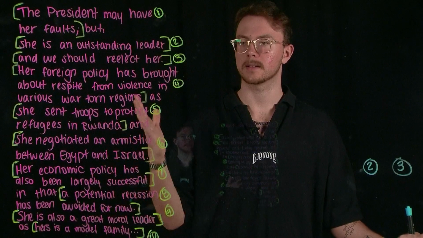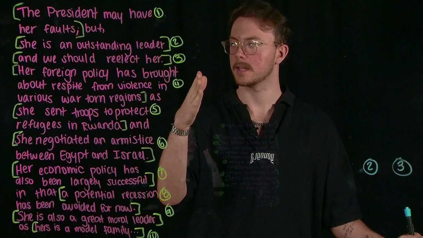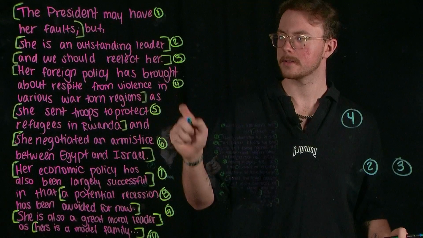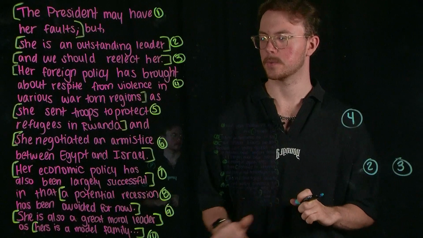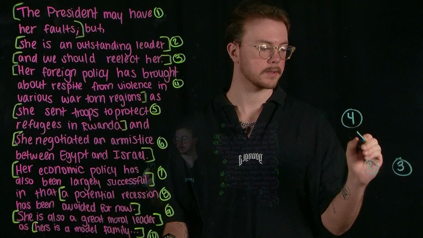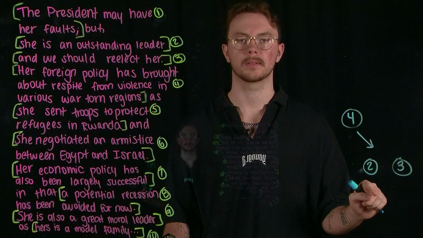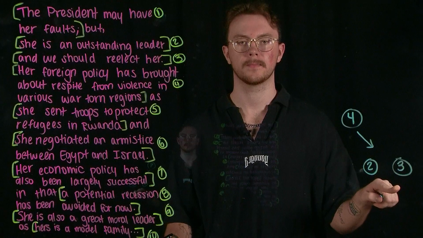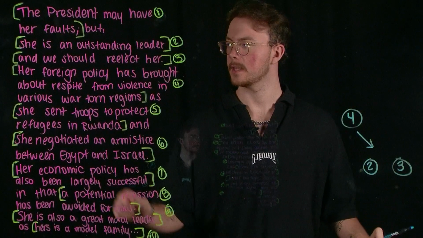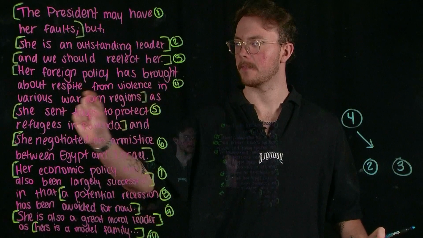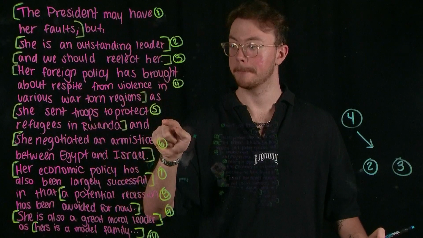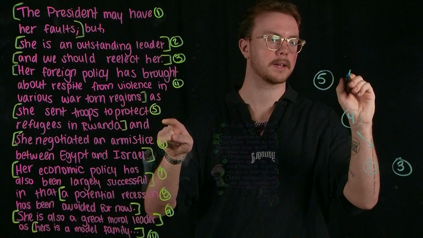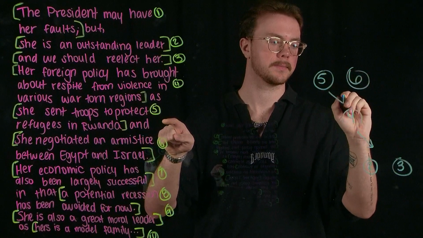They're talking about them because they believe her foreign policy has brought about respite from violence in various war-torn regions. This clearly is a reason that 2 and 3 are believed, right? This clearly is the reason 2 and 3 are believed. Why do they believe that her foreign policy has brought about respite from violence in various war-torn regions? Because she sent troops. Because she got that armistice.